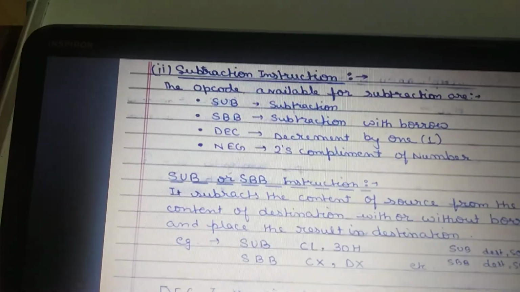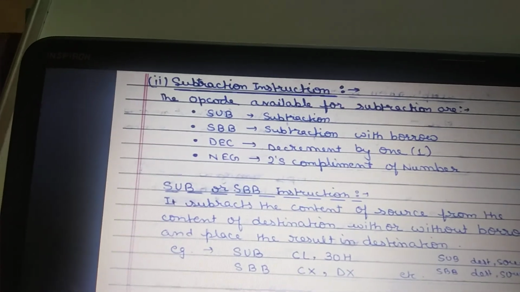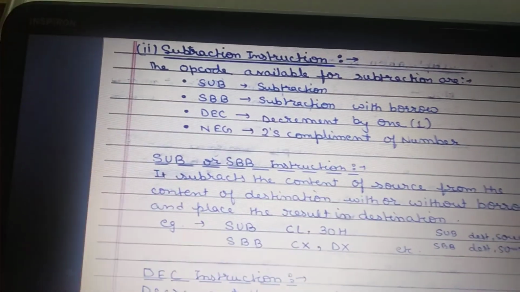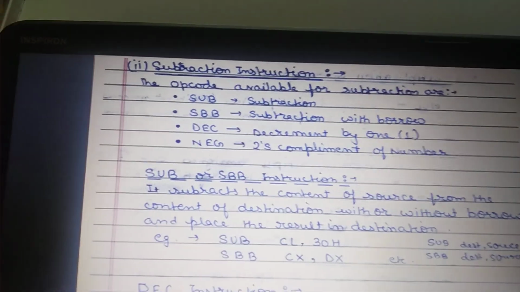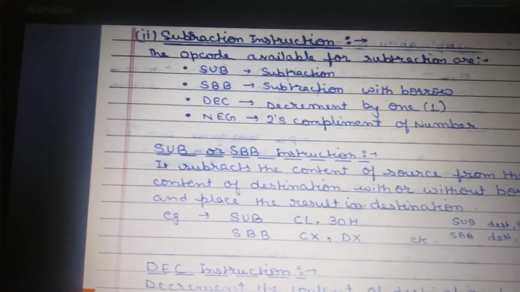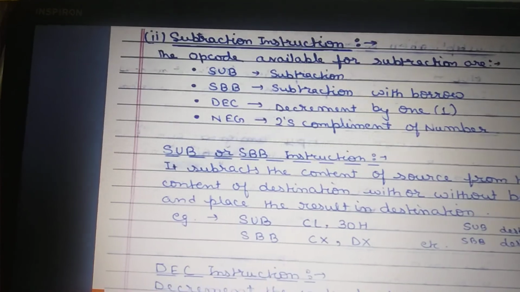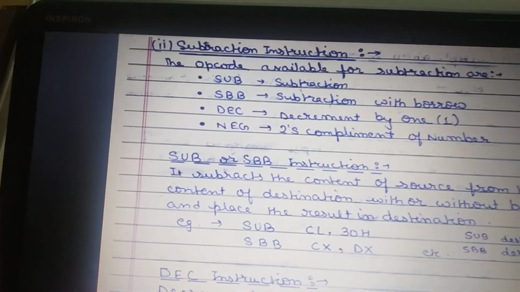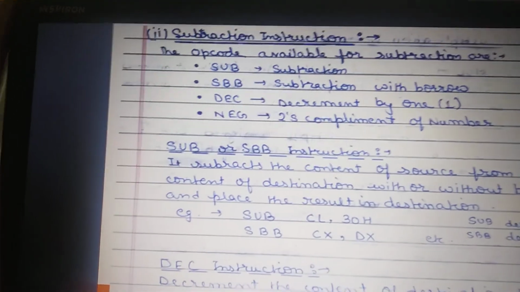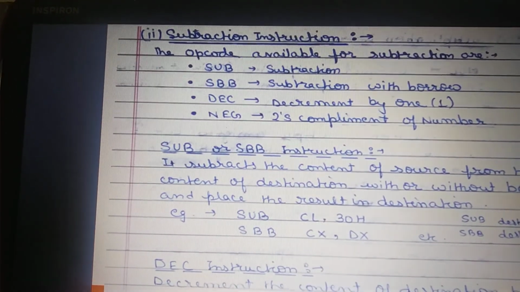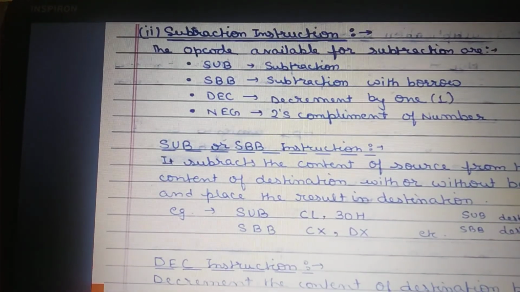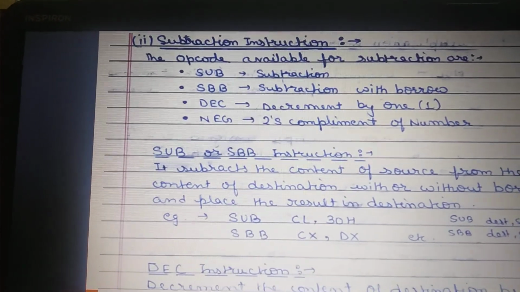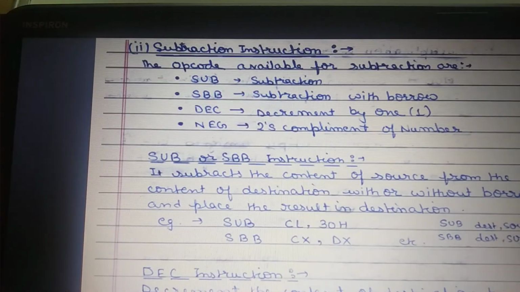Now I am going to discuss subtraction instructions. These are quite similar to addition instructions, but the difference is that the addition is replaced by the subtraction operation. There are 4 subtraction instructions: SUB, SBB, DEC and NEG. SUB and SBB are quite similar to ADD and ADC. The difference is that here the subtraction operation is processed.